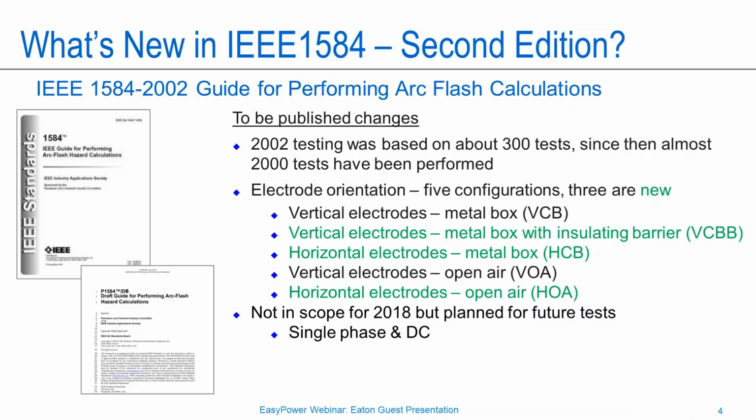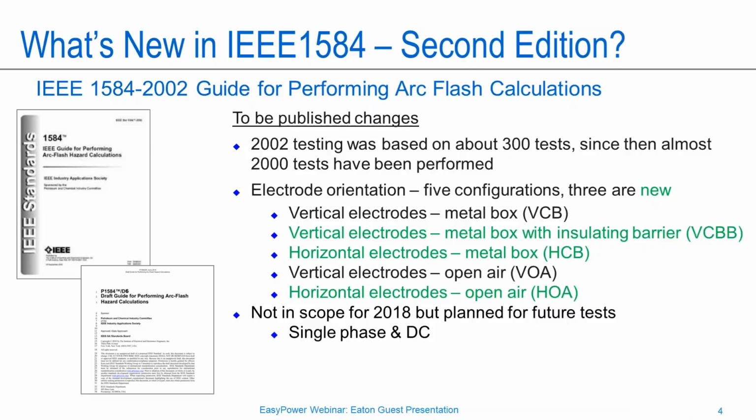And one of the big changes or differentiators was a recognition that there's an electrode orientation model that needs to be reviewed. When the 2002 standard first came out, there were several engineers that came back and said, hey, what about if the electrodes are facing towards the person in the event of an arc flash?